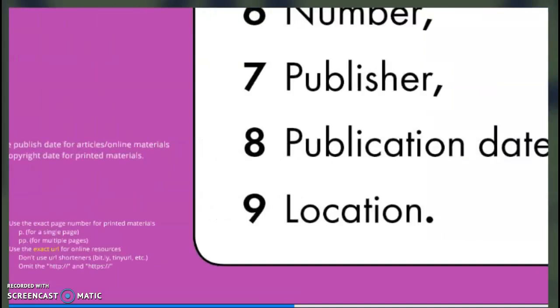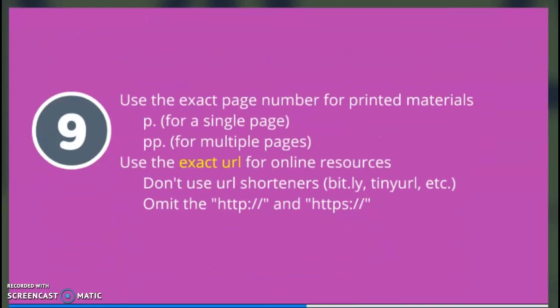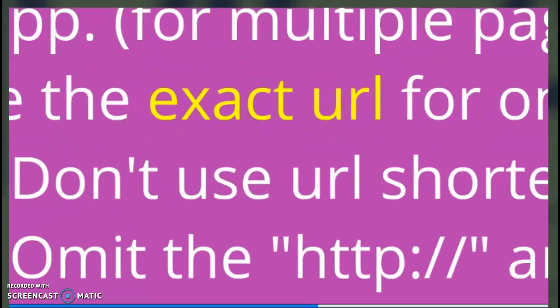Then you give the publication date. This is the published date for the articles or online materials and the copyright date for printed materials as they were first printed. And then finally, for 9, use the exact page number for printed materials. P for a single page, double P for multiple pages. And you use the exact URL for online resources. You don't use URL shorteners, you give the full URL.